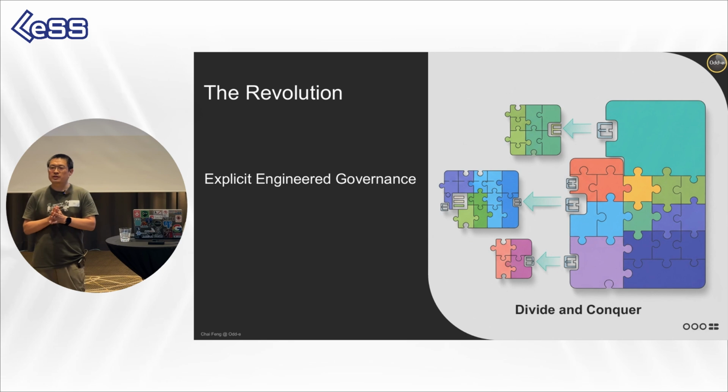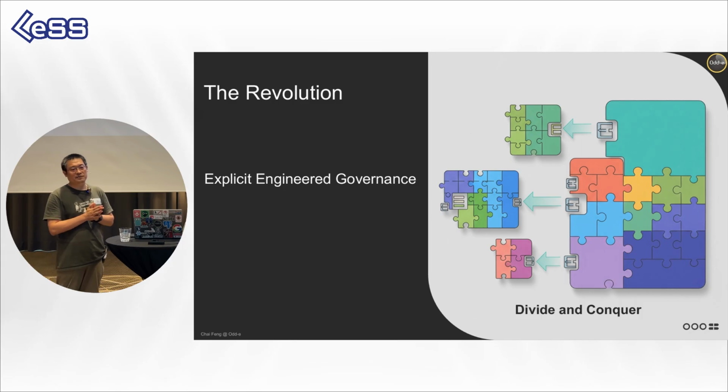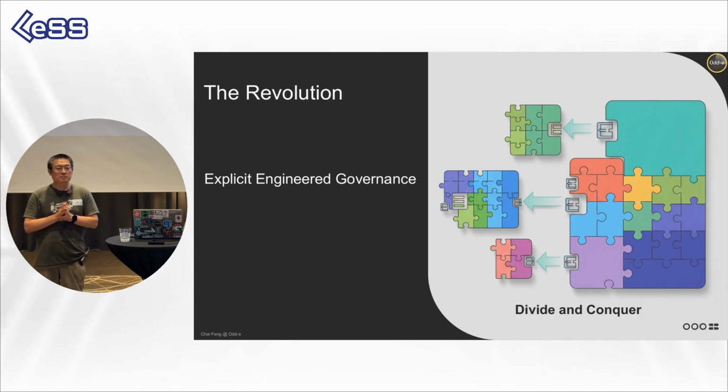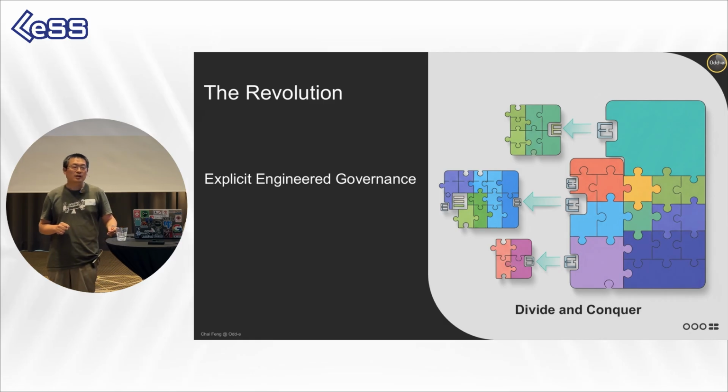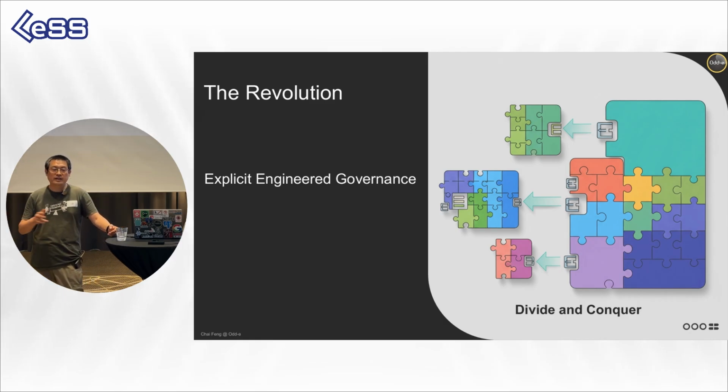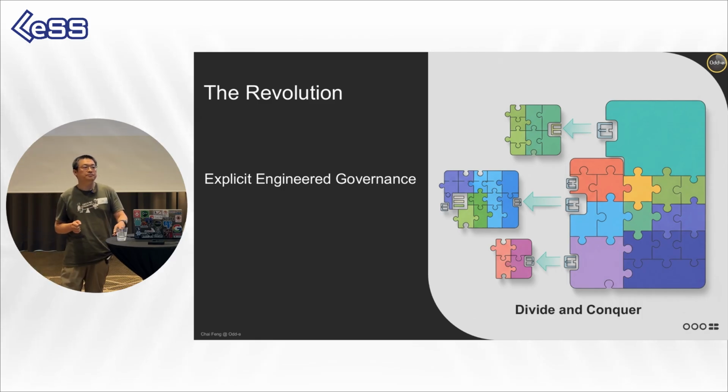So a new model is a necessary choice. That's it: explicit, engineered governance. Simply put, it's divide and conquer. The core idea behind this is very simple. We can no longer passively rely on tools to discover things. We must proactively and explicitly define and manage our engineering system.